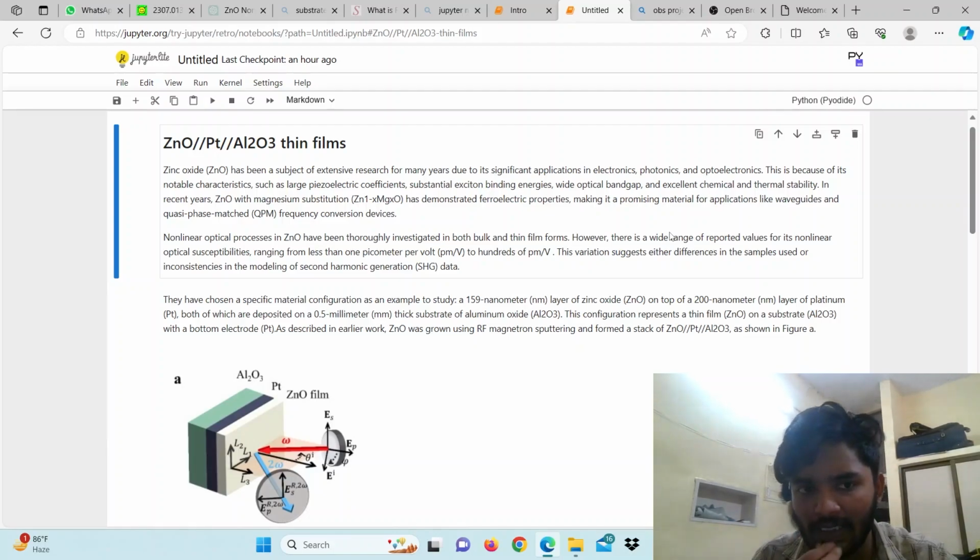In recent years, ZnO is combined with magnesium. It has demonstrated some kind of ferroelectric properties. It shows promise as a material for applications like waveguides and quasi phase matched frequency conversion devices. In nonlinear optical processing, ZnO has been thoroughly investigated in both bulk and thin film forms.